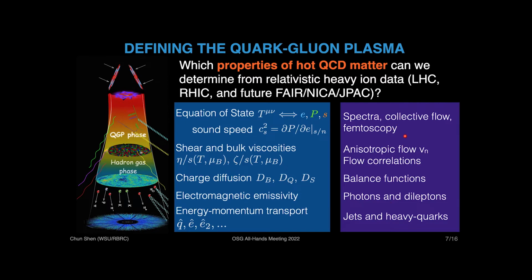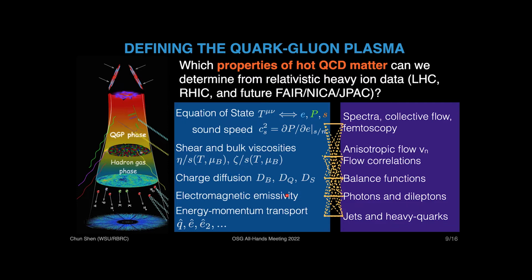On the right-hand side are the experimental observables that can be measured in experiments. So in the ideal case, what we'd like to see is a one-to-one mapping, so that a certain property of the fluid can be measured or constrained by certain variables in the experimental measurements. In this way, we can measure all these things and try to constrain all these properties.